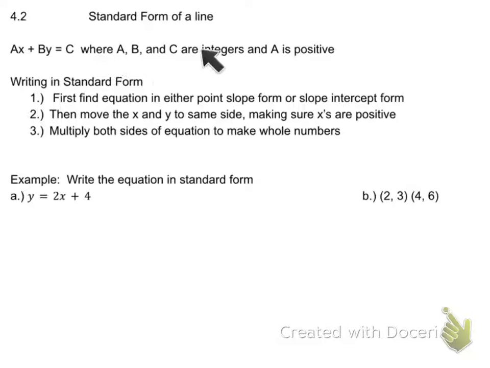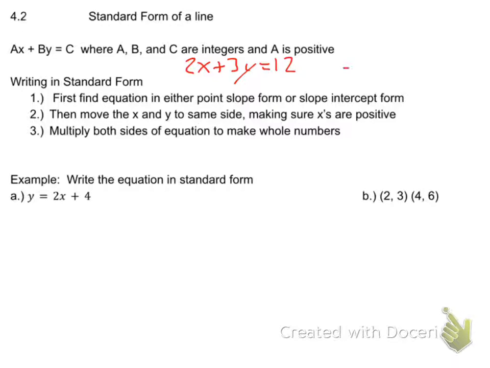A, b, and c are integers, and a is positive. Now, a is usually associated with the coefficient on x. So that means that the x term should be the positive term. Now, it's not necessarily wrong if it has a negative 2x. So what I'm saying is 2x plus 3y equals 12 is the appropriate form.